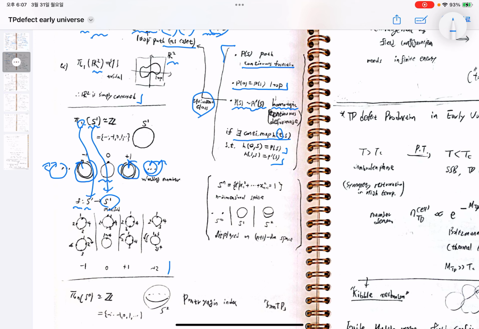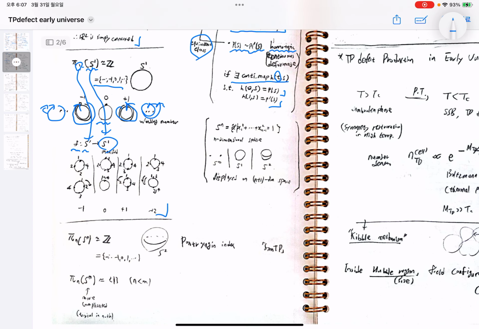So there are several mappings possible, and such a different mapping is not homotopic to the other. If we collect all the loop paths, then we can obtain the first homotopy group of S1. This is the integers, which represents the winding number.